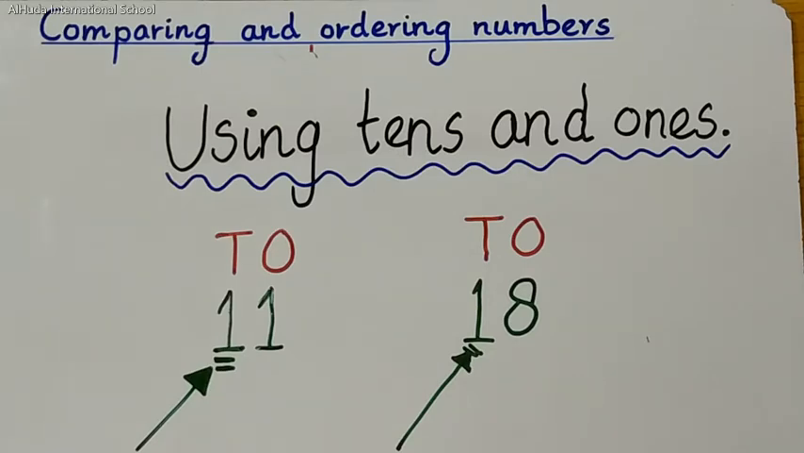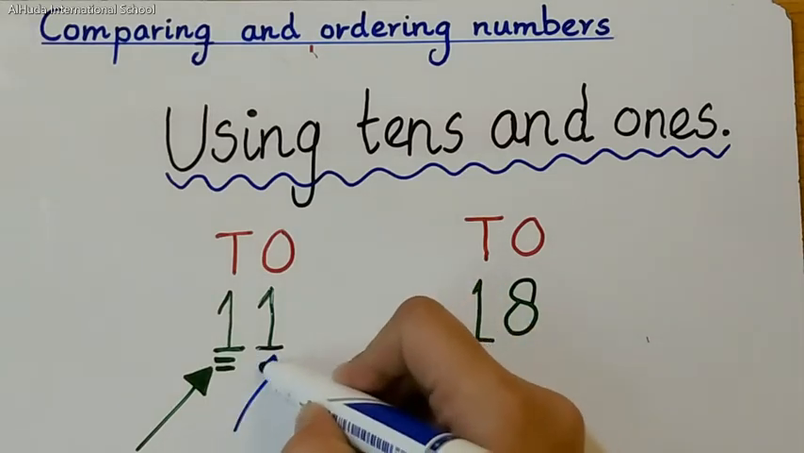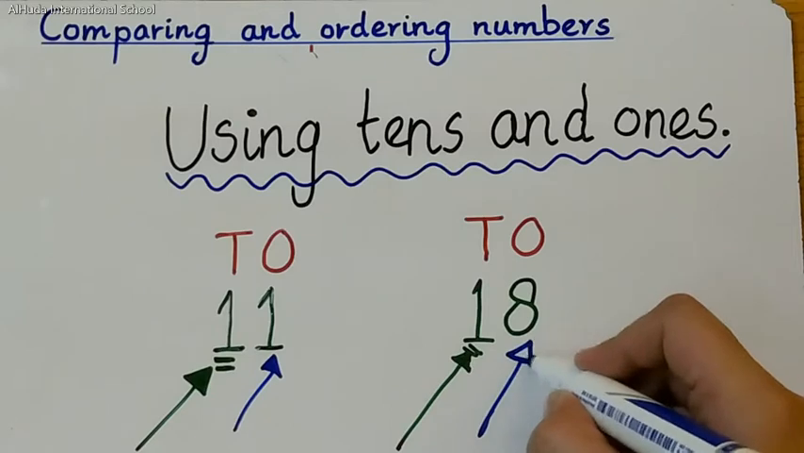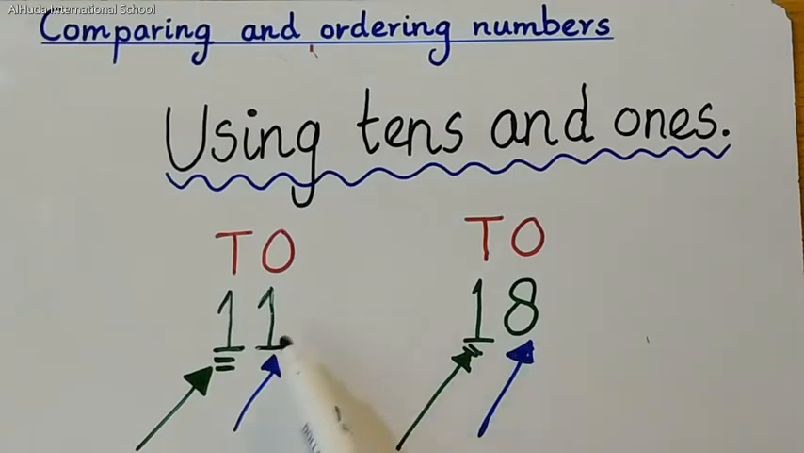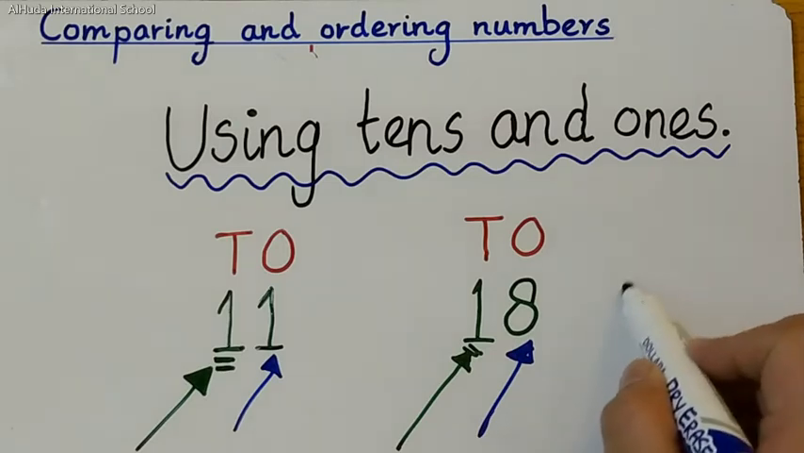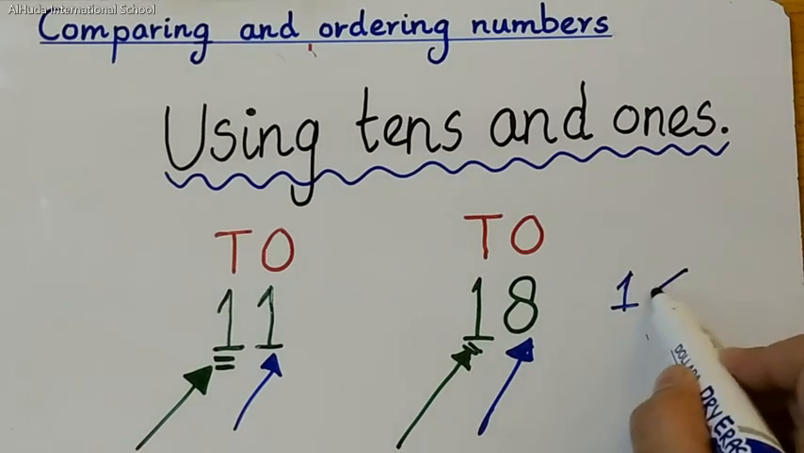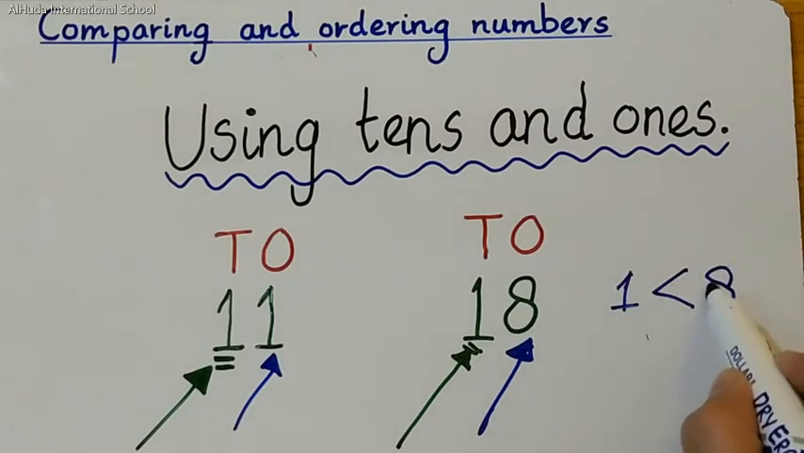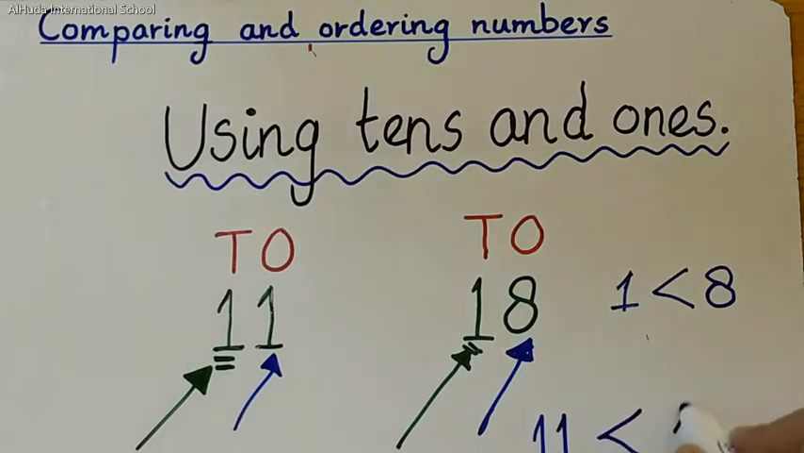So then what we will do is move on to ones place and see which number we have at ones place. Here we have 1 and here we have 8. Is 1 greater or is 8 greater? 8 is greater than 1. 1 is smaller than 8, which means that 11 is smaller than 18.